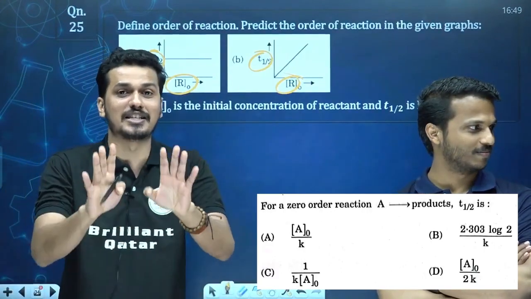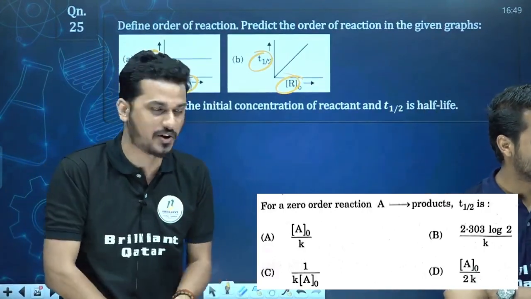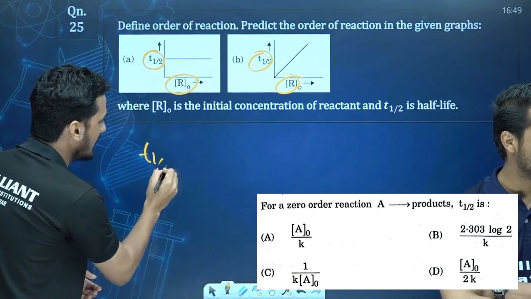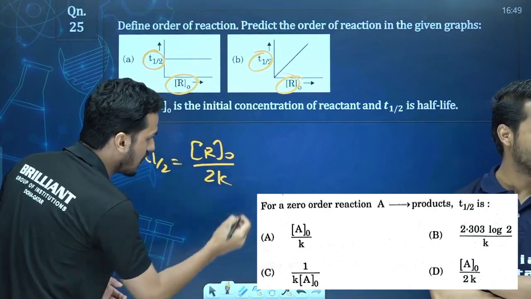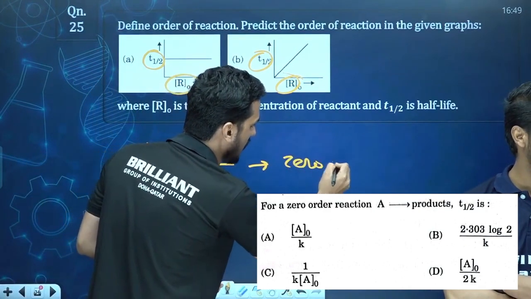We are learning mainly zero order reaction as well as first order reaction. So t half is equal to R0 by 2K. This is for which order? Zero order. This is for zero order.